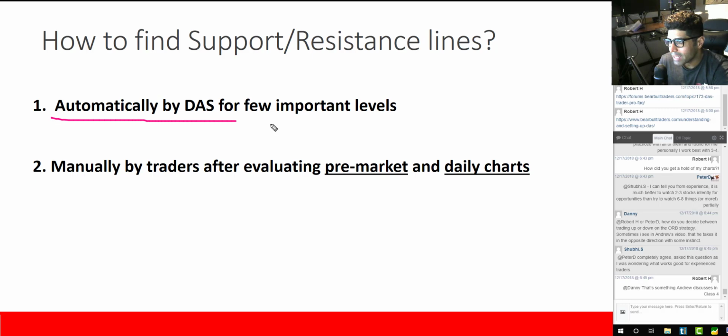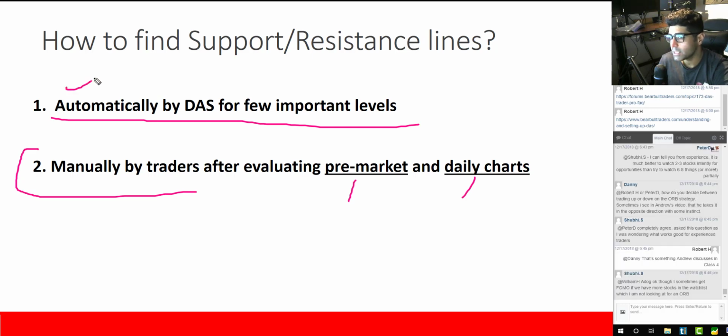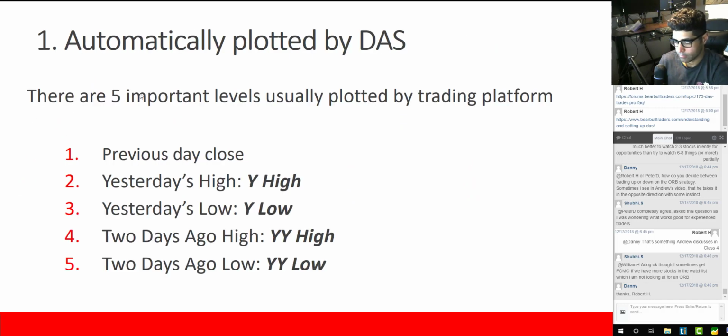There are some levels that a platform like DAS Trader would automatically find for us, and even if you're not using DAS, other platforms probably have that. And there are some levels that you as a trader have to go and find by evaluating the pre-market and daily chart. We'll talk about both of them. The first one is easy because every platform will get that for you automatically. But the second one requires some practice and experience, because that's what you should actually go and find.